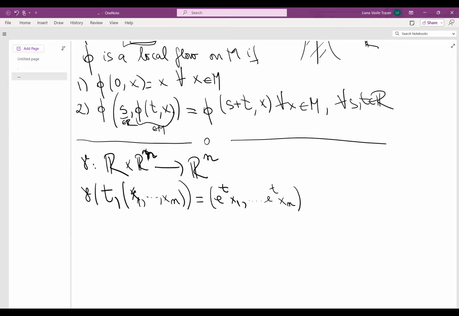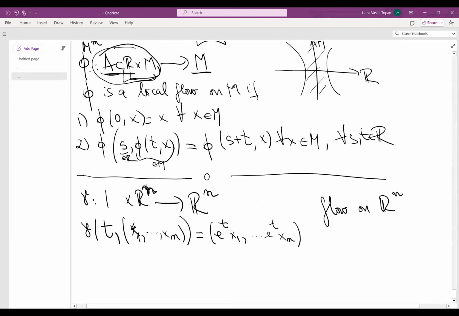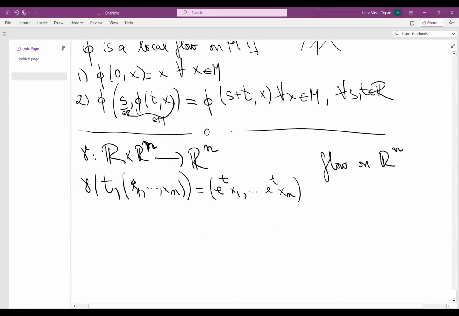Okay, and we want to show that this is a flow on Rn. It's more than a local flow. We call this a global flow. You see, it's local when this A is strictly contained in R times M, right? So now here we take A to be everything. All right. So we want to show that this is a flow, so let's go and check these two conditions.